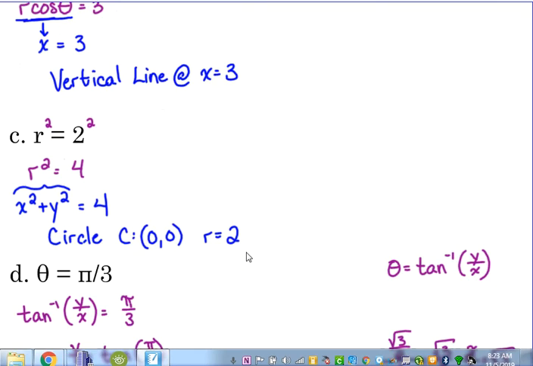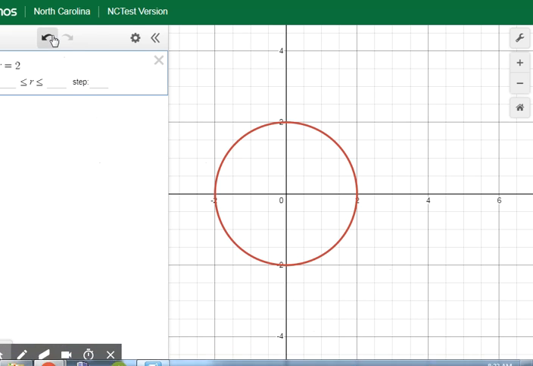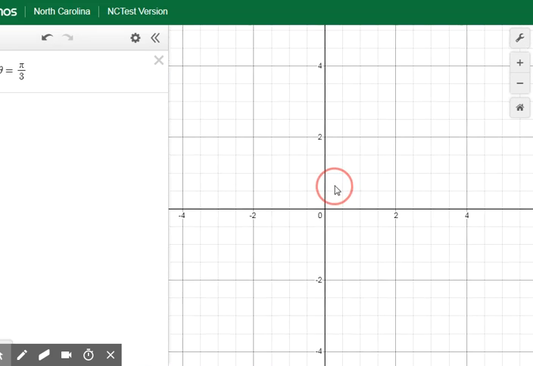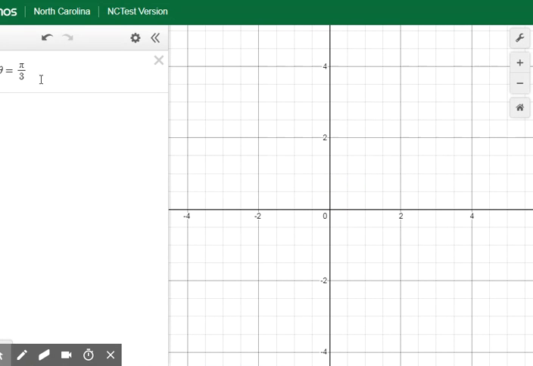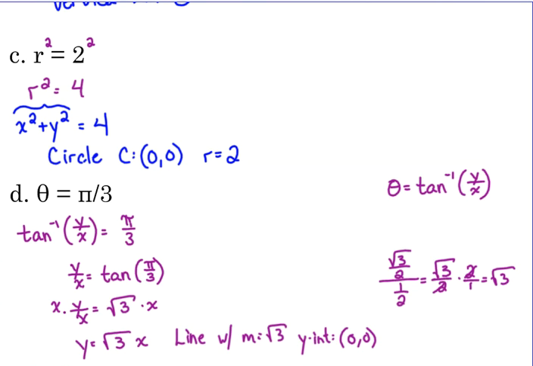And then the final one that we did, theta equals pi over 3. Let's see if it'll do that one. Theta equals pi over 3. Oh, it doesn't like that one. It won't let you graph the theta equals. Okay, so you do need to know what's going on that one. Desmos is limited there. But otherwise, it will graph those polar graphs on the rectangular coordinate plane so that you can see them.